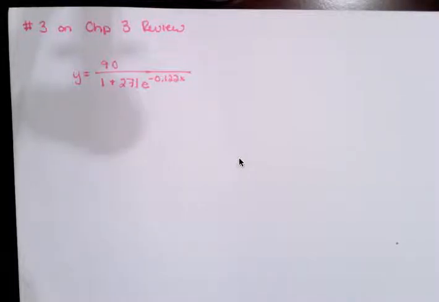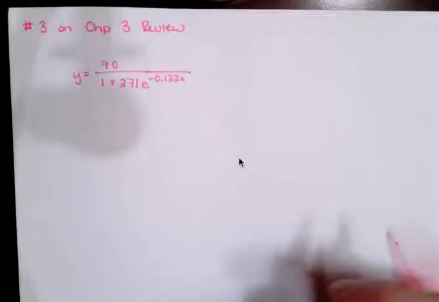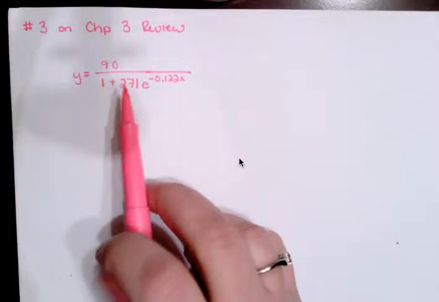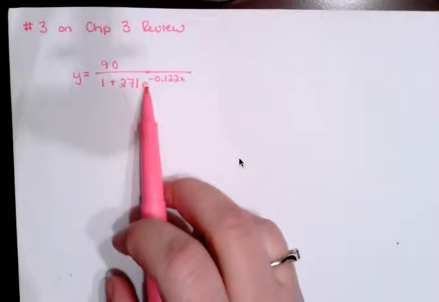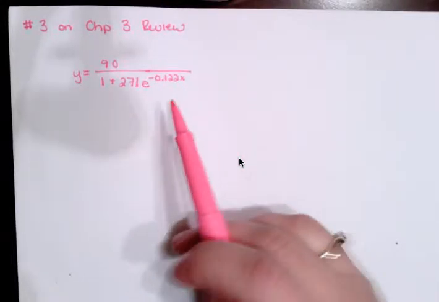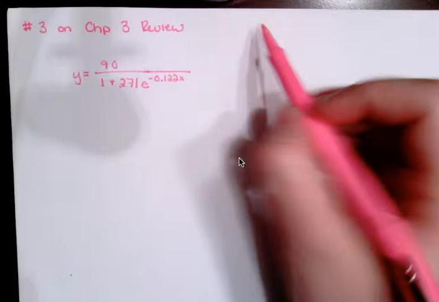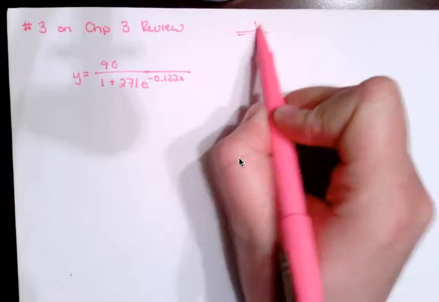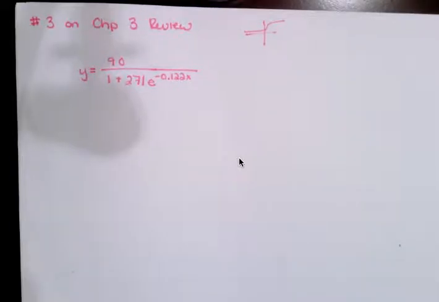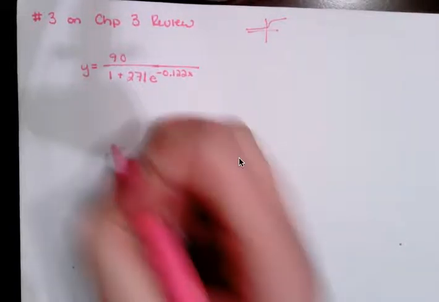This is number 3 on the chapter 3 review, and it asks you to graph a sketch of this equation. So the first thing you need to realize is that 90 divided by 1 plus 271 times e to the negative 0.122x, all of this junk, is a logistic function. And we know a logistic takes the shape of an S. So it has two asymptotes, and we first need to find the first asymptote.